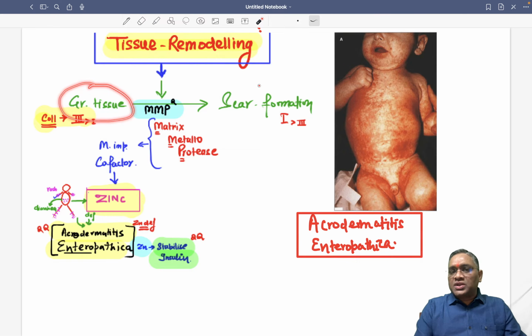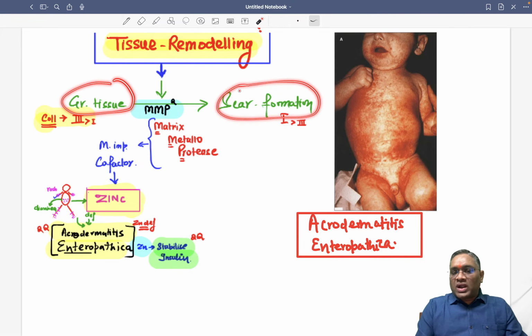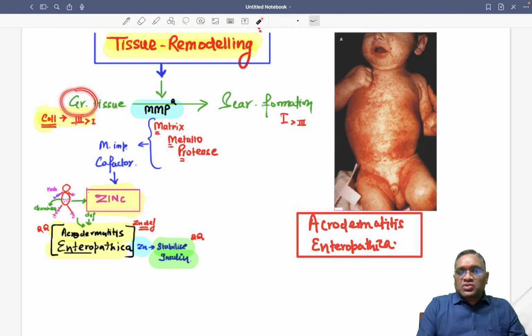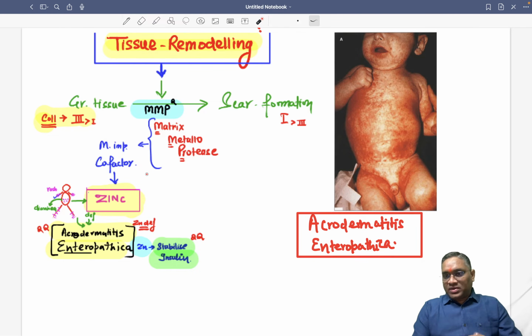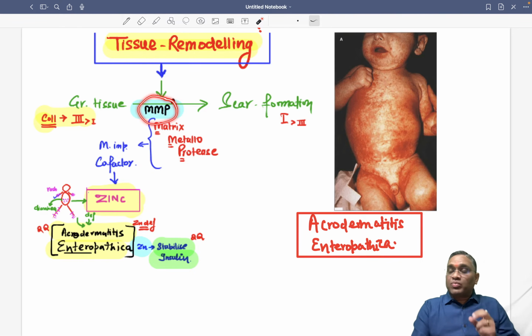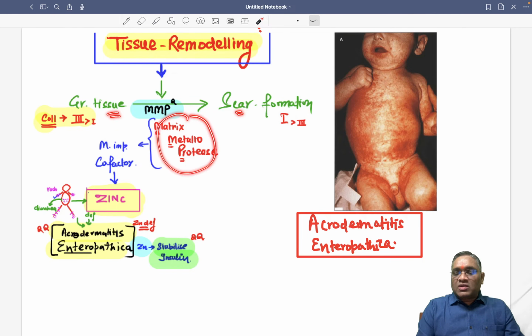It is the conversion of granulation tissue to scar formation. Remember, granulation tissue to scar formation is called tissue remodeling. In granulation tissue, the abundant collagen is type 3 collagen, right? This type 3 collagen will be degraded by an enzyme called matrix metalloprotease. They will degrade collagen 3 and convert it into scar, where collagen 1 becomes the dominant collagen, right? So this granulation tissue to scar conversion done by matrix metalloprotease is known as tissue remodeling.